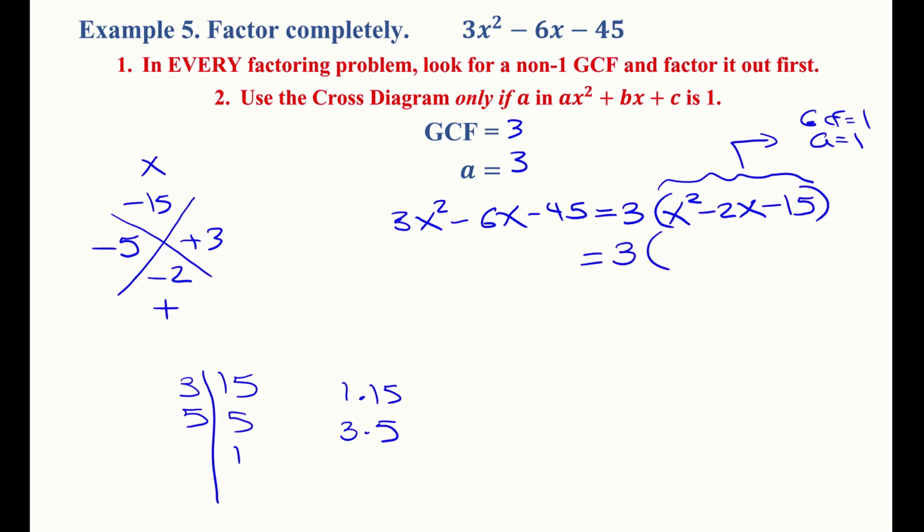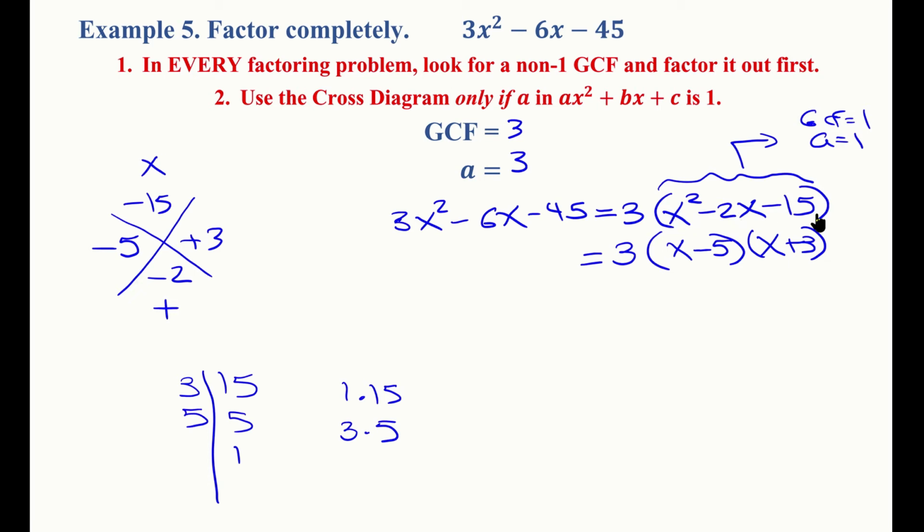So we have 3 times x minus 5 times x plus 3. Notice this 3 has to continuously get carried. If you drop this 3 and just type this in as the answer, you will have had the wrong answer. Because remember, after you multiply everything out, you should get back to this. If you drop the 3 and just multiply that out, you won't get back to this, so it won't be the correct factorization. So make sure you have the 3.